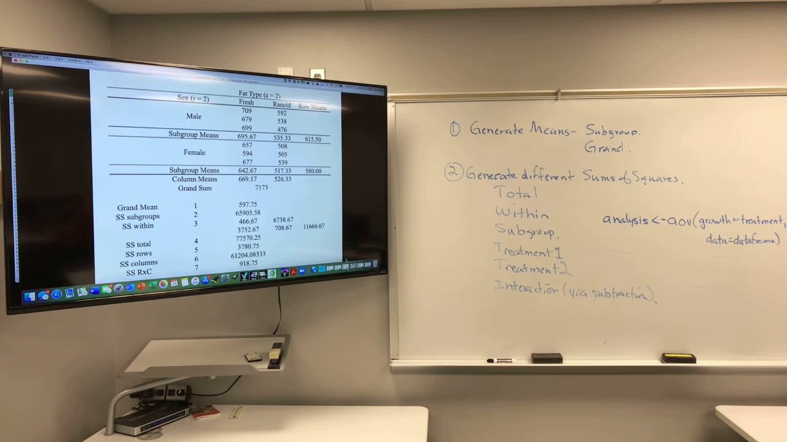For the rows and columns, it's the row means minus the grand mean squared, once again weighted times however many observations are there, which is 6 in this case. You have six items. These 6 items go into that row mean. These 6 items go into that row mean. And so it's the row mean minus the grand mean squared plus the row mean minus the grand mean squared. All of that added together and multiplied by 6, once again to control for sample size.